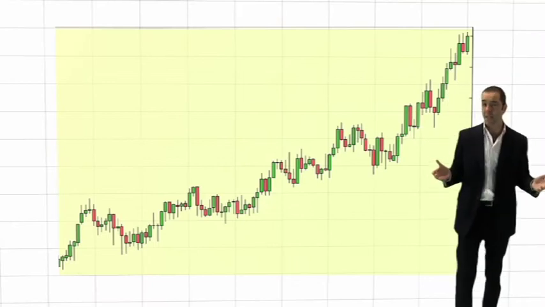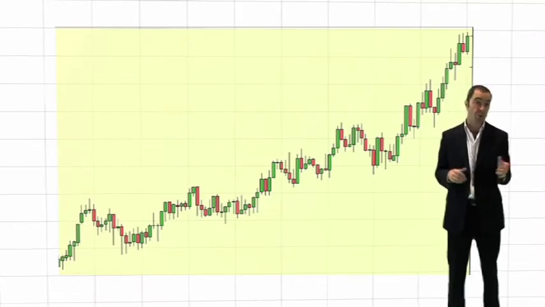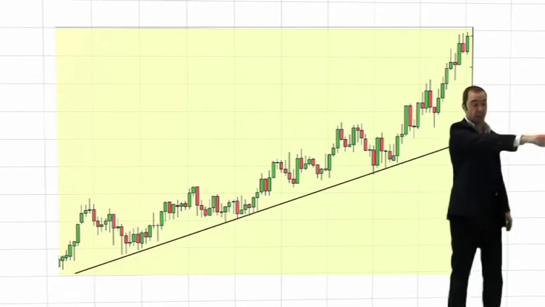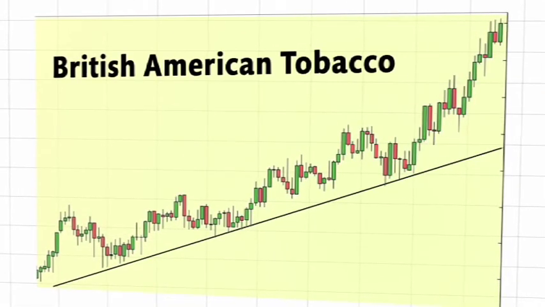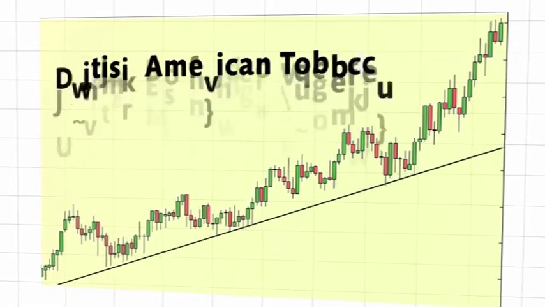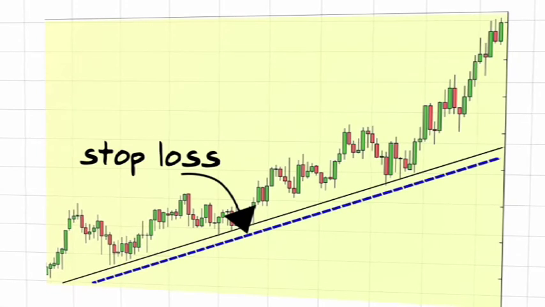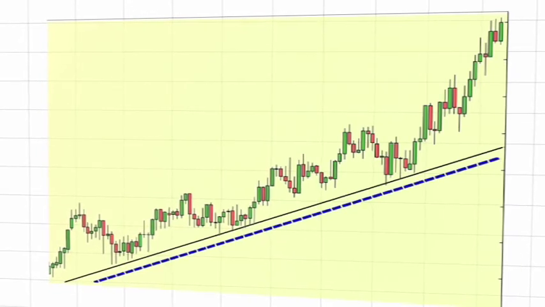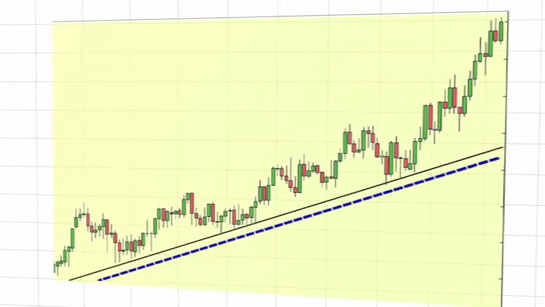A trend line is a sloping line that shows support or resistance. Before, we were just looking at horizontal lines, but you can also have diagonal levels. This is British American Tobacco trading with a very clear upwards trend line. You would buy each time it comes close to the support level with your stop loss just below. As long as the trend line is not broken by more than a limit you have chosen, you would expect this to continue to increase in value.